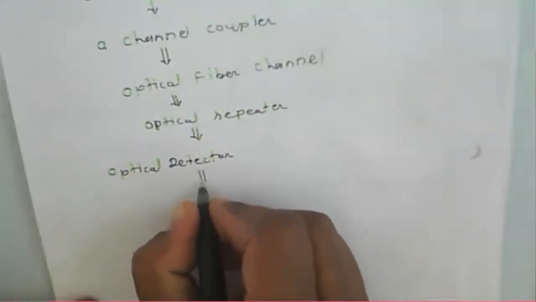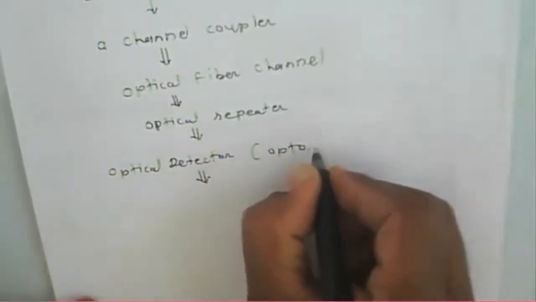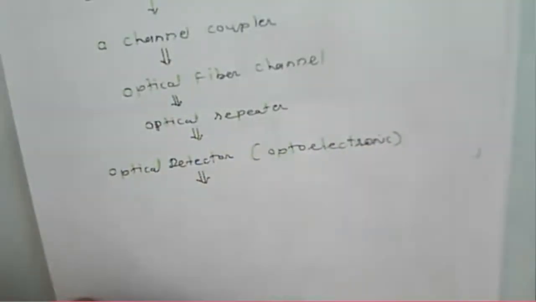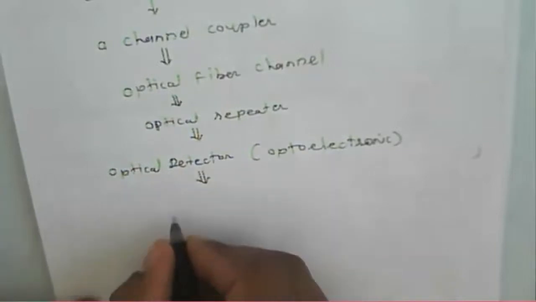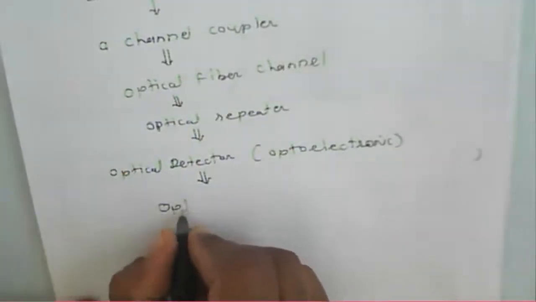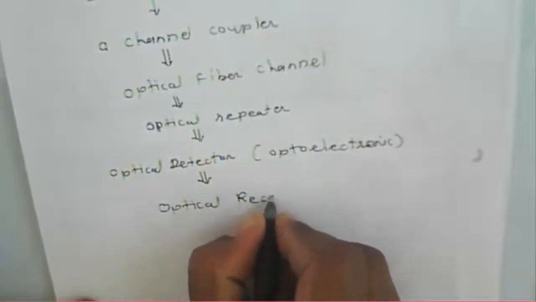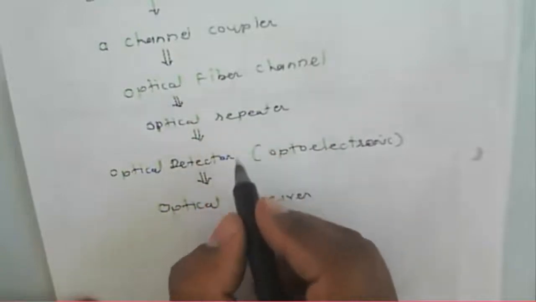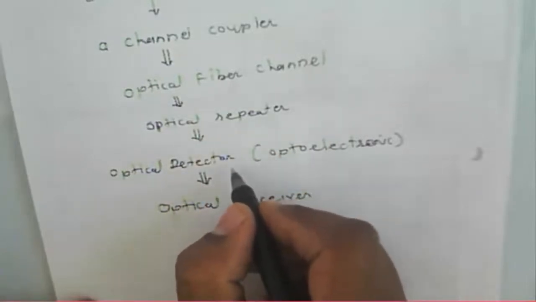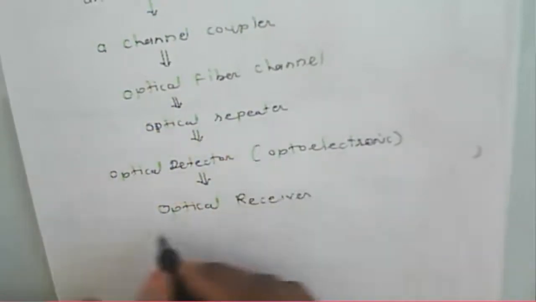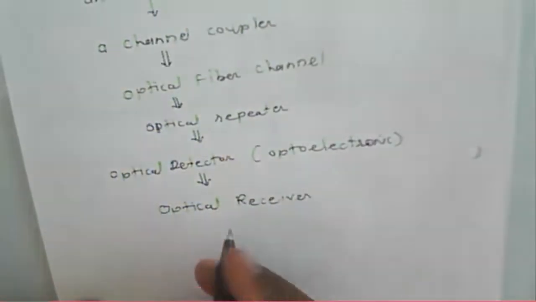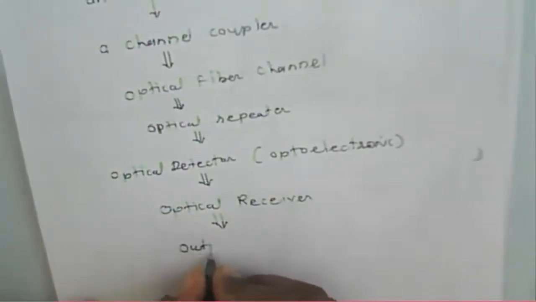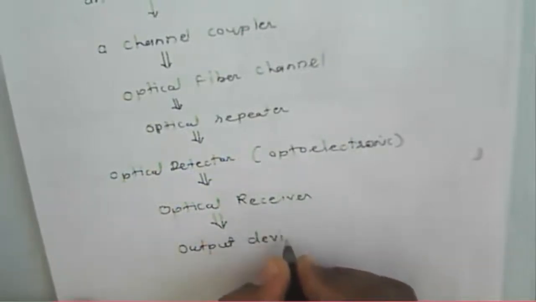Or we can say an optoelectronic detector. After that, we have a receiver, which is nothing but an optical receiver. Here the conversion takes place, in the detector. Whatever light we have is converted into the form of a current or a voltage. Then the receiver converts that into your signal, so we can say it is nothing but an output device.